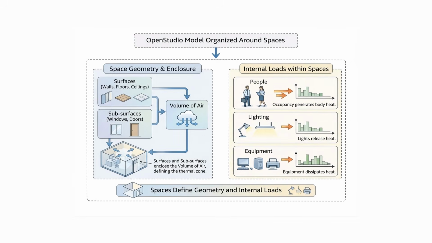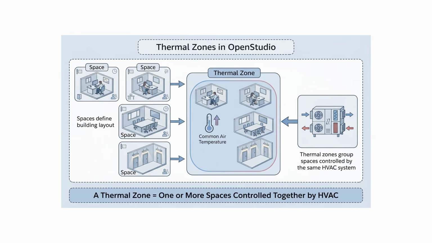As we discussed earlier, an OpenStudio model is organized around spaces. A space represents a physical room or area within the building and is defined by the collection of surfaces, such as walls, floors, and ceilings, and subsurfaces like windows and doors that enclose a volume of air. Each space can also include internal loads such as people, lighting, and equipment, which add heat to the environment during operation. Another important concept is the thermal zone.